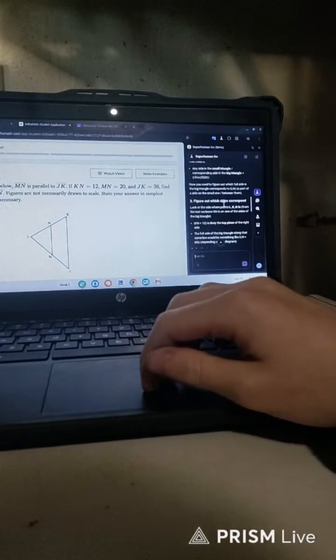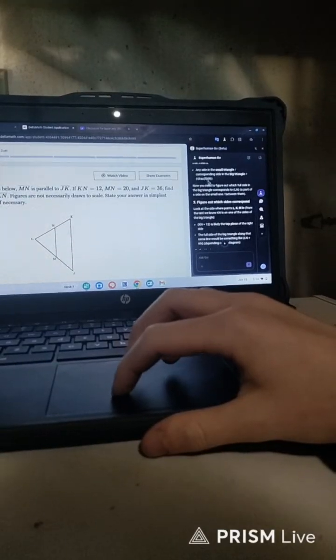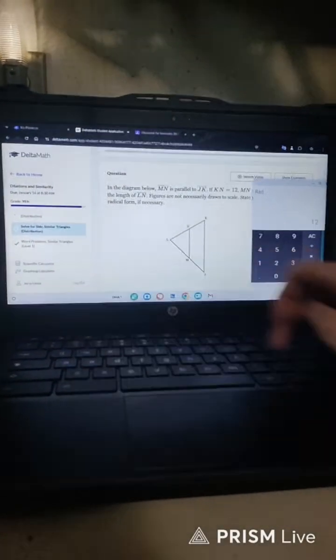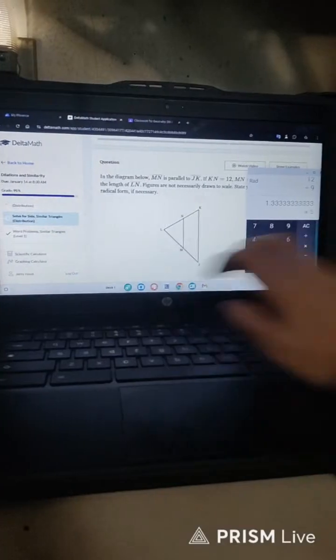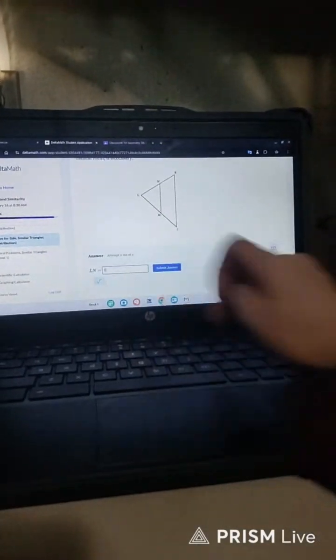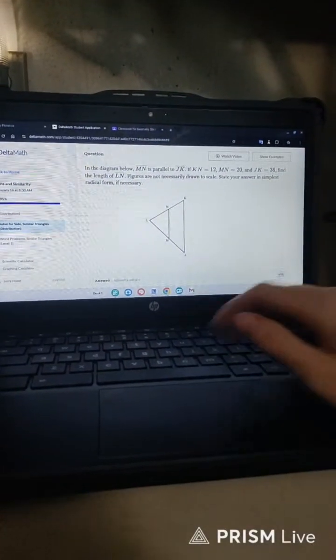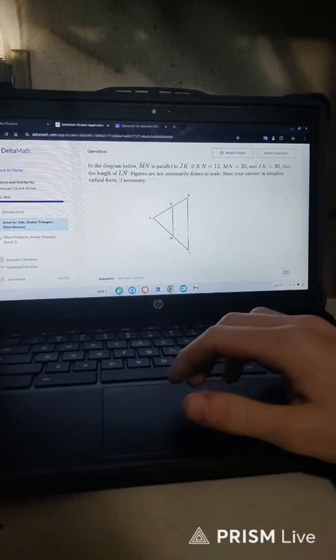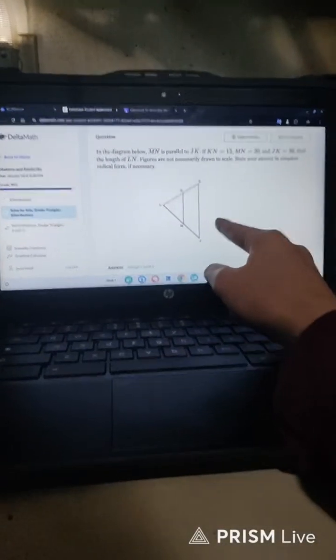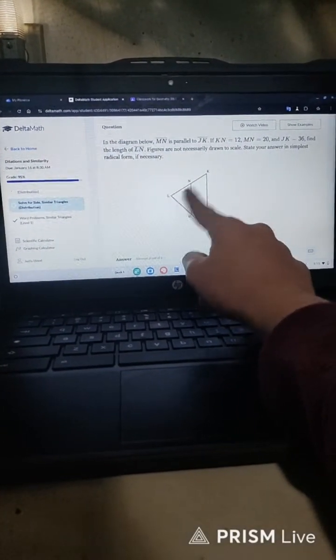Now I need to figure out, oh, 5/9. Okay, so 12 divided by 9 times 5. That's 6.666. This doesn't seem correct. This doesn't seem like it'd be 6.66. We're looking for this. That wouldn't be.